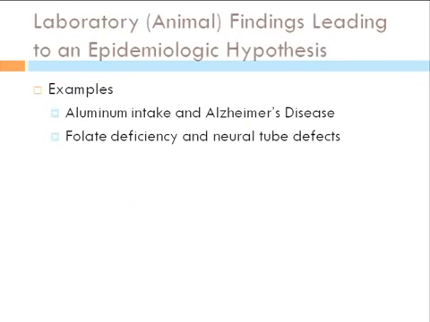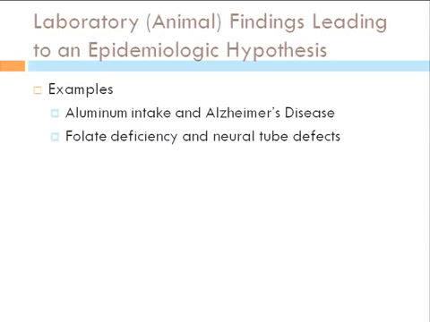All right, there are also laboratory or animal findings leading to an epidemiologic hypothesis. Okay, aluminum intake and Alzheimer's disease, folate deficiency, and neural tube defects. So basically the idea is you show this in an animal model, all right, and that leads you to hypothesize that that's what's happening in humans as well.